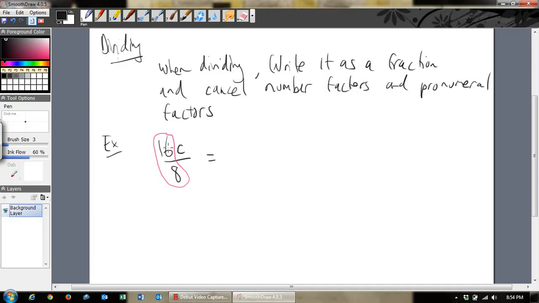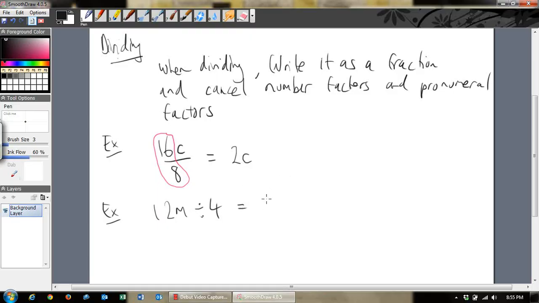So how do we simplify 16 over 8? This means 16 divided by 8, which is 2. And so our number, if we simplify that, we just get the number 2. And then c cannot be simplified. It's just sitting there by itself. And so it's just equal to c. And that's all we can do to simplify something like that.